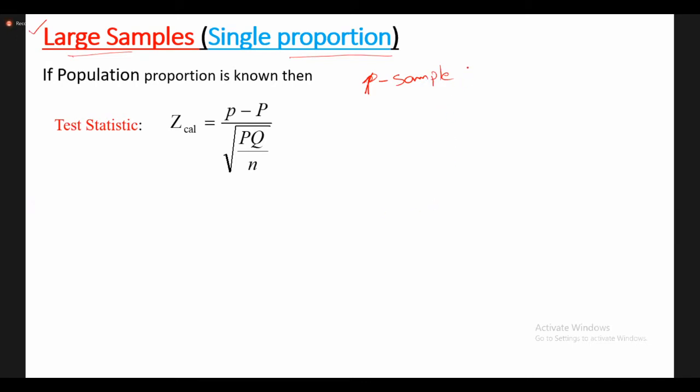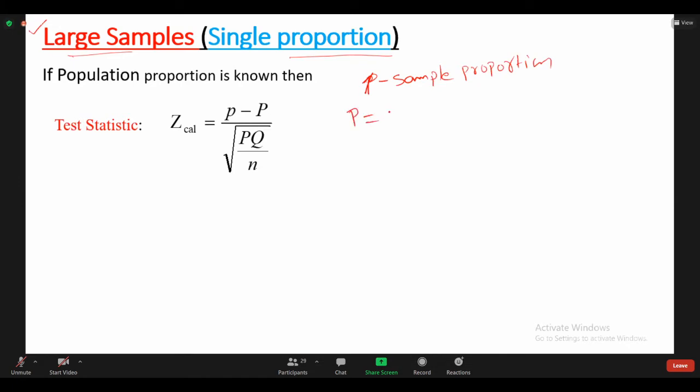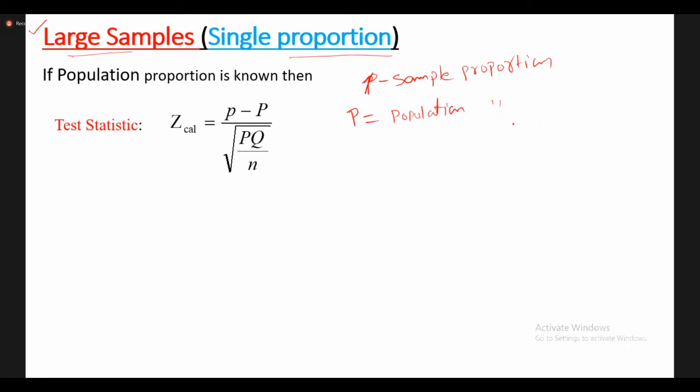Here, small p is the sample proportion and capital P is the population proportion. Capital Q is 1 minus capital P, and small n is the sample size. When you're testing this, only the fourth step is different.